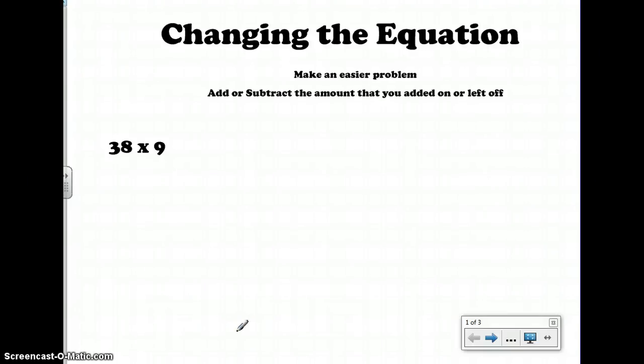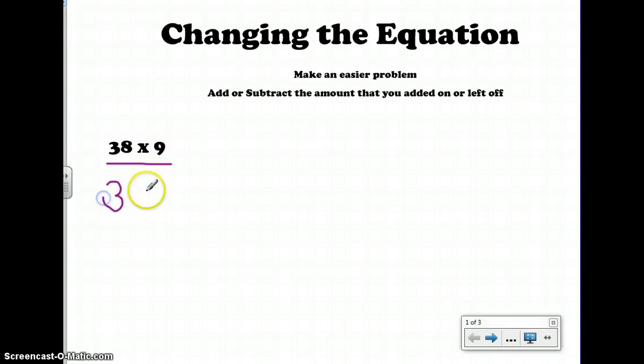Today's multiplication strategy is called changing the equation, and during the strategy we are going to do exactly what you hear. We're going to change the equation in order to make an easier problem, and then we will figure out what to do with the amount that we left out or added on. So in this case I have the problem 38 times 9. Now my hope would be to make this a mental math problem.